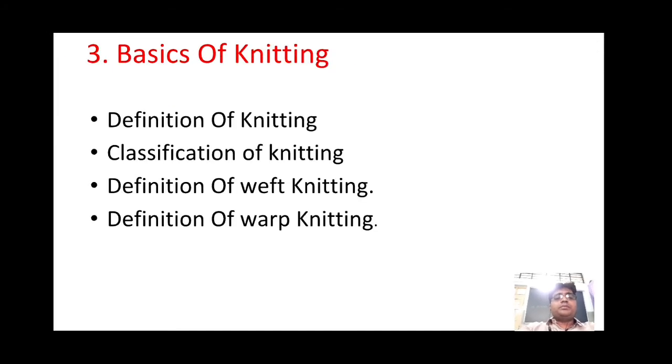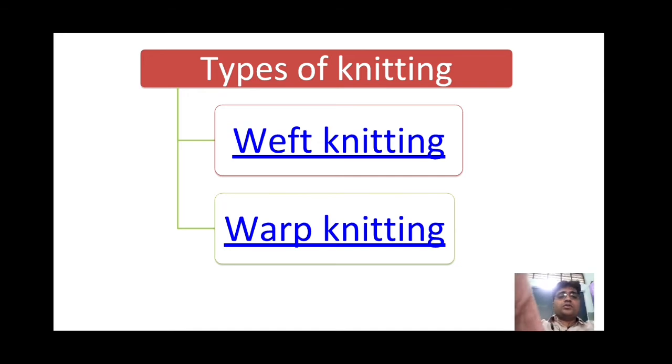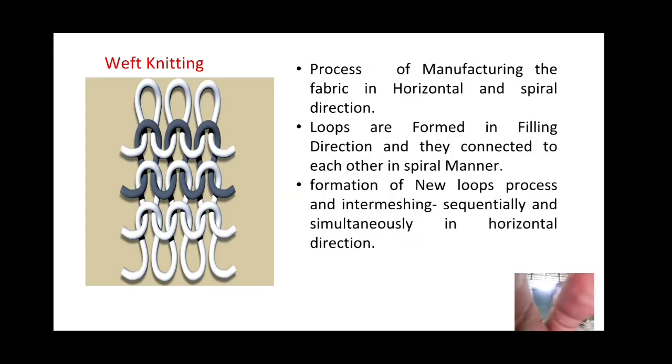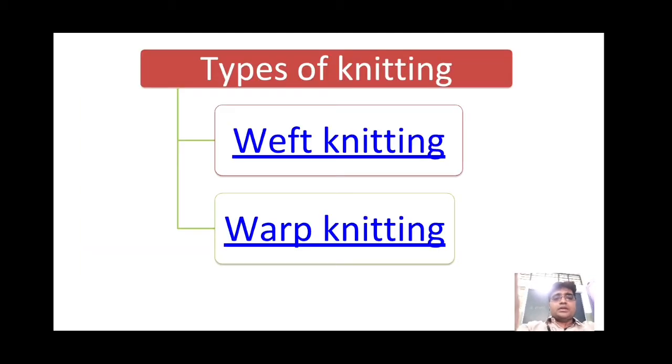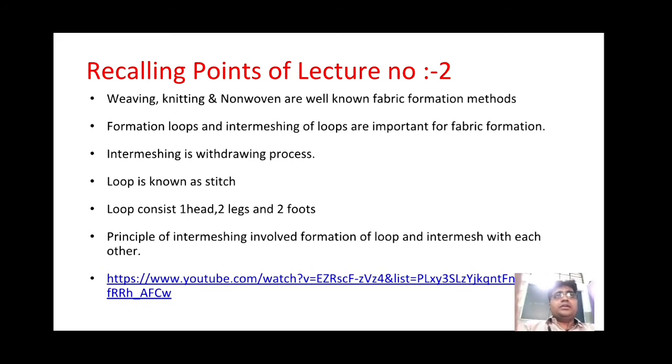Now from that particular video it is very clear that two persons are there, and these two persons are going to form the loop, and meanwhile they are going to intermesh the loop also. In that process, we have seen one person forming the loop and another person doing the intermeshing. So here loops are very essential and intermeshing work is very essential to form the fabric.